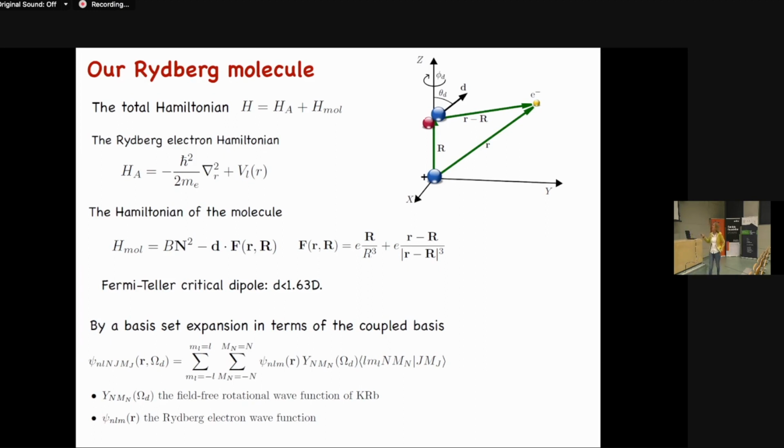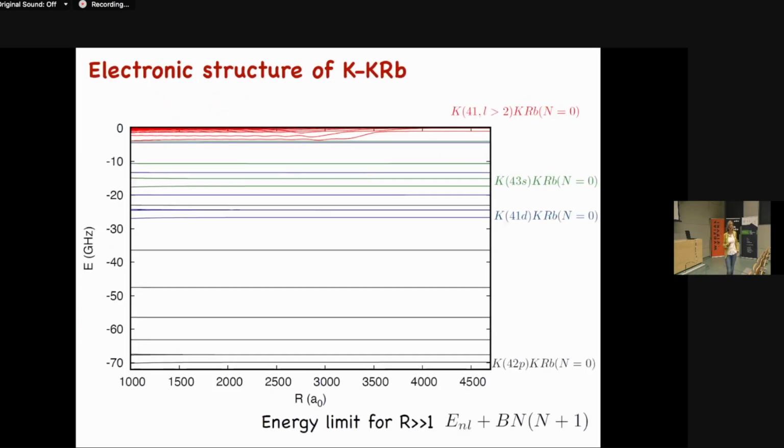This part, the interaction with the electric field, is the key one to make the bonding. And well, we solve this, which theoreticians love. We solve this system by making a basis set expansion in a couple of bases, where we have here the electron wave function, and here the rotational part of the molecule. That will be the structure, how the potential energy curve looks for potassium with KRb.